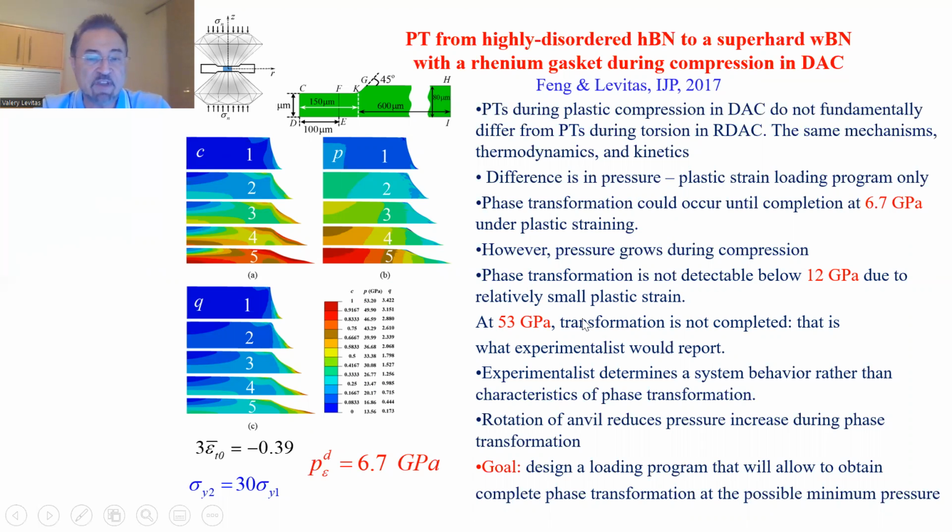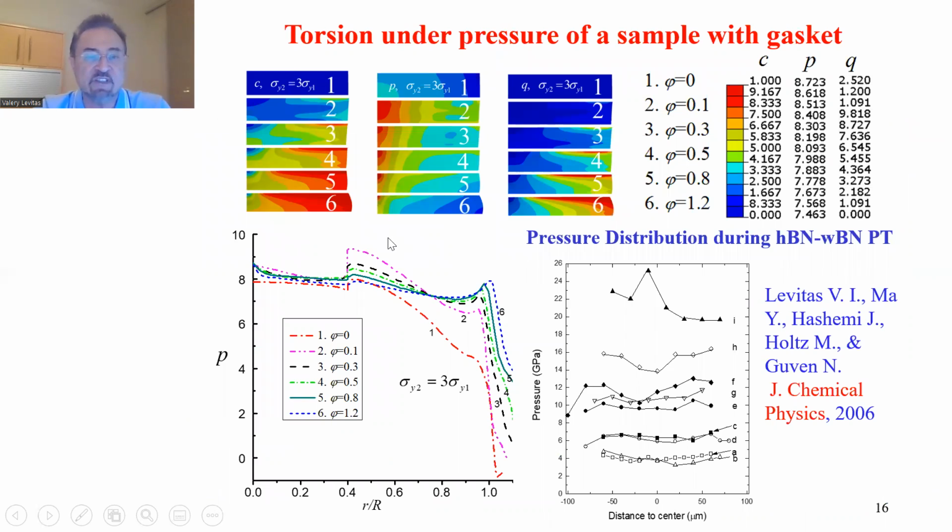And that is what experimentalists would report. And it has nothing to do with material behavior, which is here. So that means that such an experiment determines system behavior rather than a characteristic of phase transformation. And a good point is that with rotational diamond cell, by proper optimization of the sample-gasket system, we can run phase transition under plastic deformation during rotation almost at constant pressure. And we realized this in experiment.